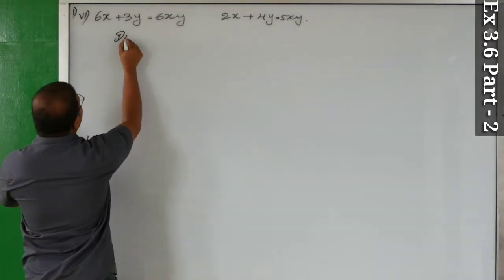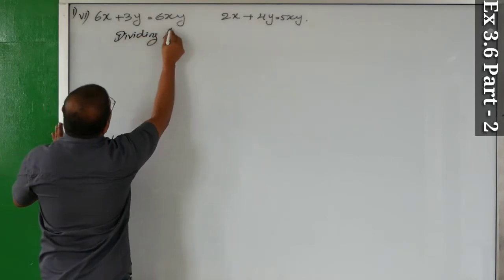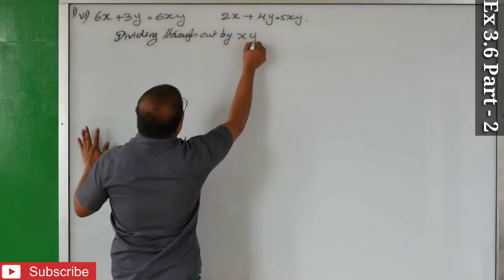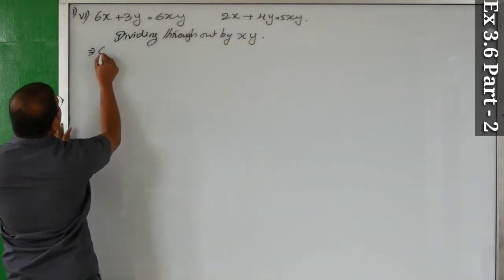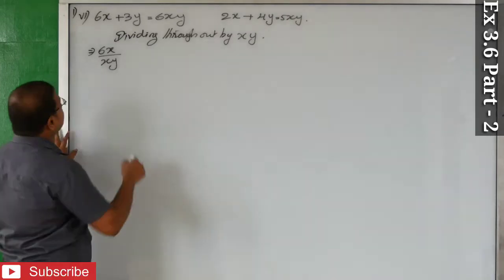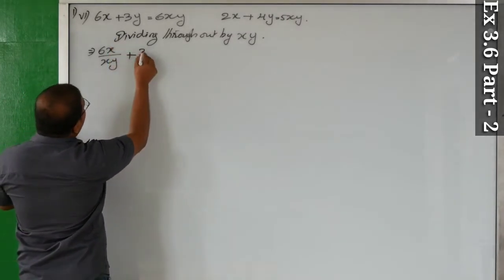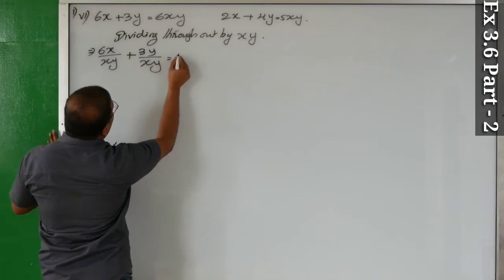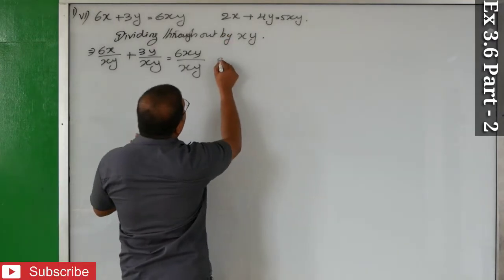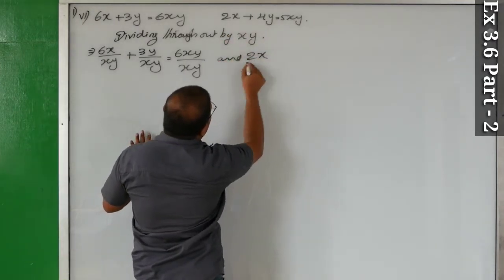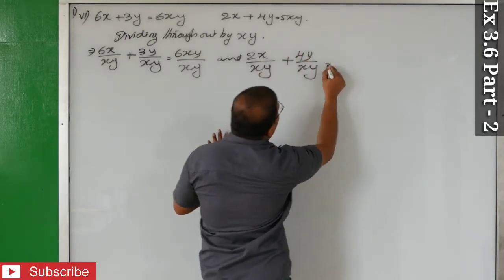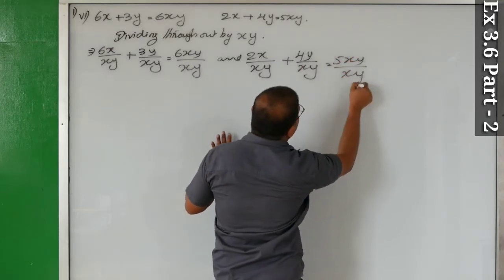That means dividing throughout by xy. That implies what will happen here? 6x by xy. All the place we will divide by xy. That means 6x by xy plus 3y by xy equals 6xy by xy. And here, what you will do? 2x by xy plus 4y by xy equals 5xy by xy.